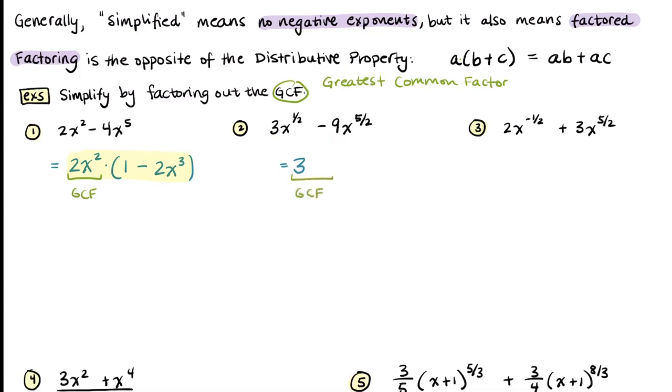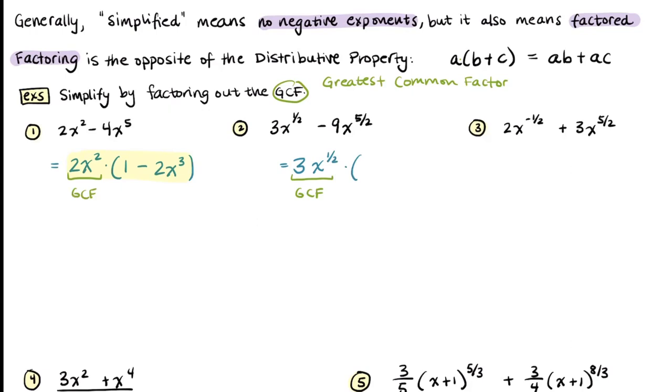Then we look at the things that have like bases. So here we have x to the 1/2 and x to the 5/2. The largest exponent that can be factored out of both of those powers of x, again, is still the smallest power of x. So this will just be x to the 1/2. And now, the harder part is often figuring out what's left over.